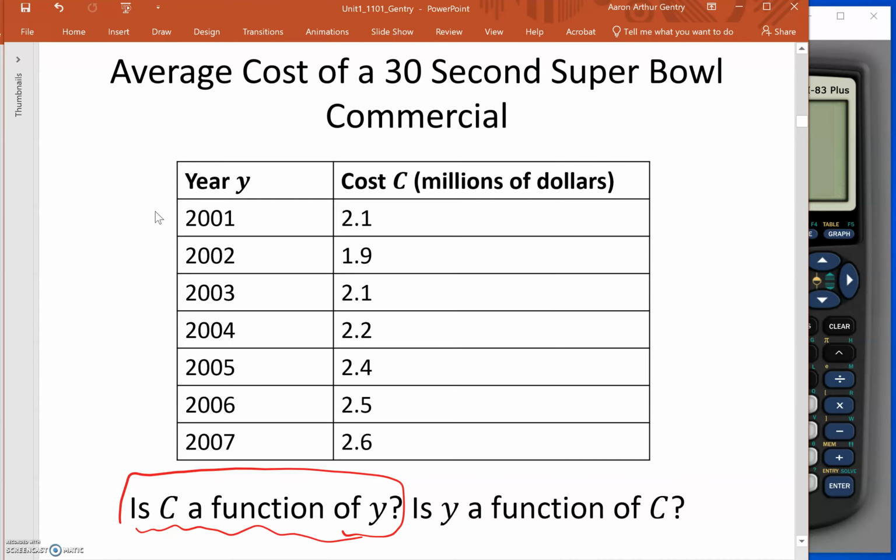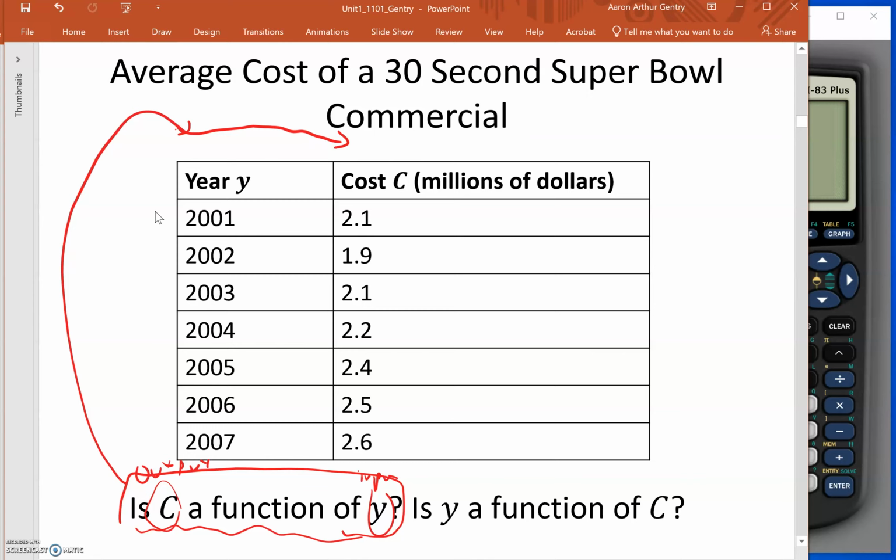Well, remember the sentence, blank is a function of blank. So this means output, input. In this question, y column 1 is going to be our input, and c column 2 is going to be the output. So does it work to have these be our inputs and these be our outputs?